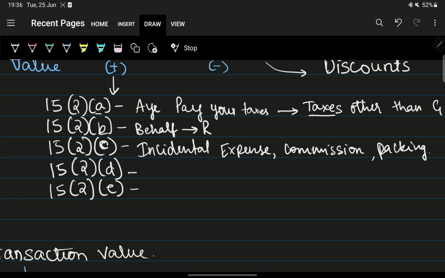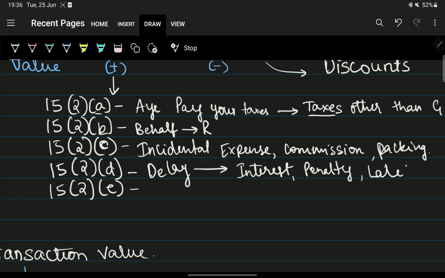Next, what is D? From D, we delay. Clause D, we delay. Because of your delay, what will happen? You'll have to pay interest, penalty and late fees, right? Next, clause E, subsidy. That's how you can remember. So this is only how to memorize what the clauses mean.